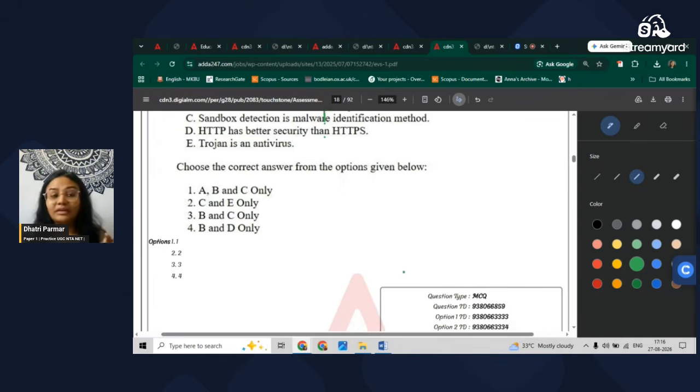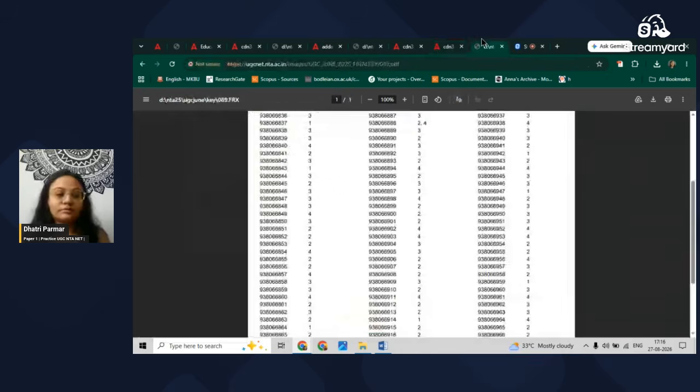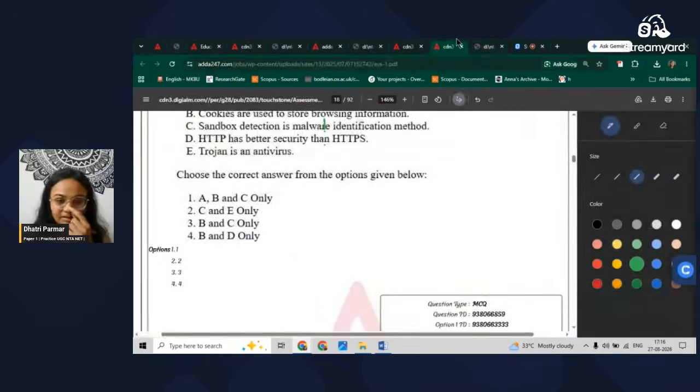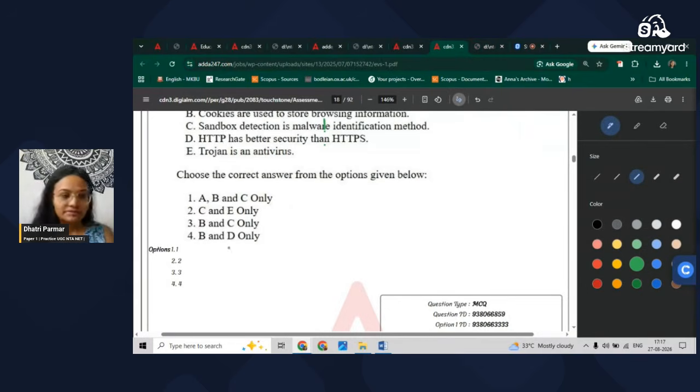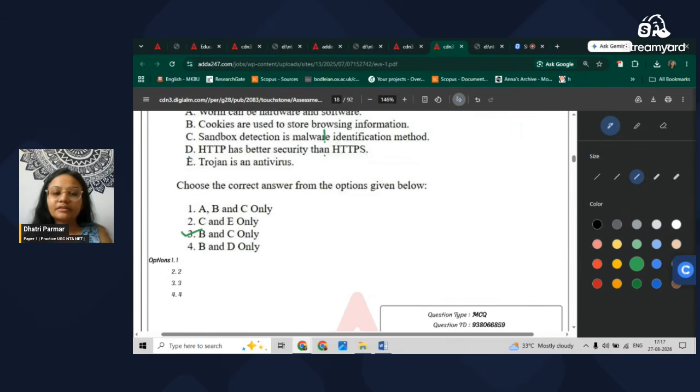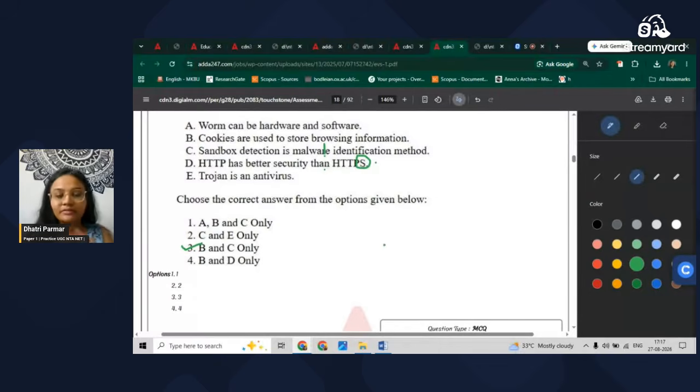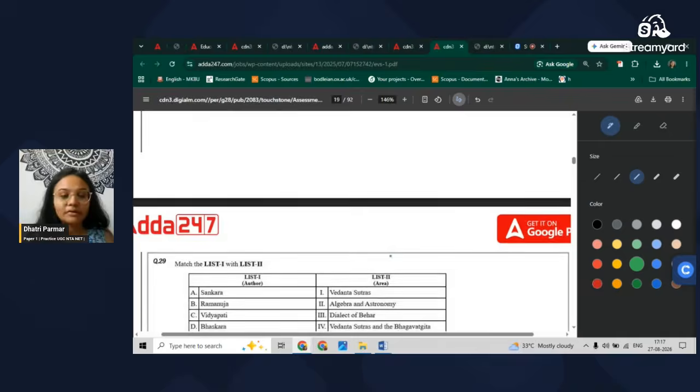And B is definitely going to be there, because we know that 6859, and the answer is 3. So B and C. Because HTTPS itself here, they are saying that it is secure. And worm is again a kind of a malware, and it's not software, not hardware, it's malware.